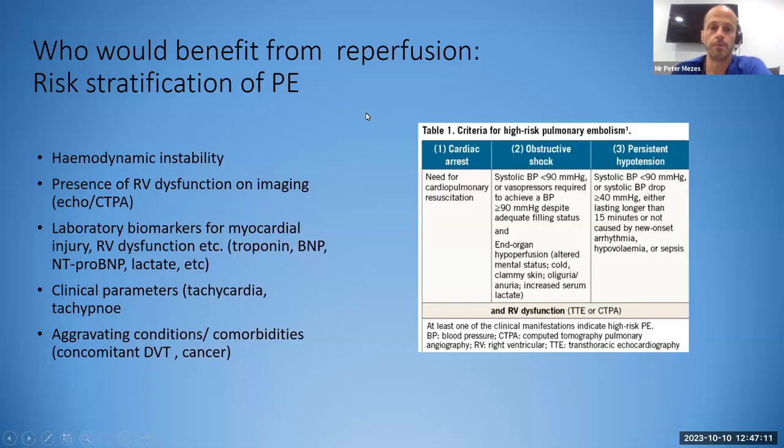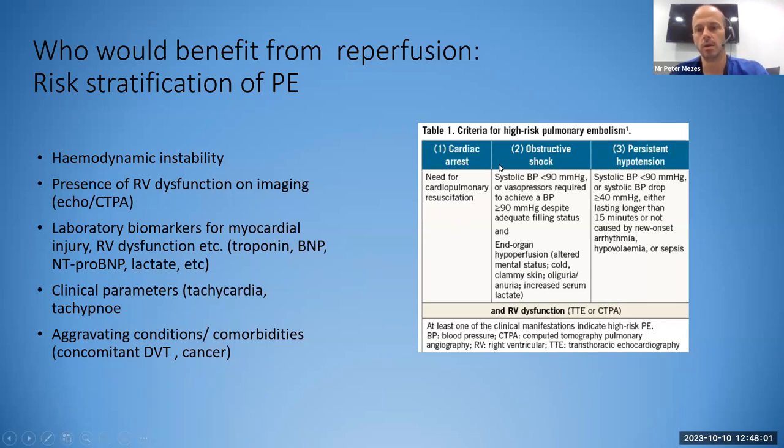So who would benefit from the reperfusion? That would be the next part of my talk. Based on the guidelines, we should use various parameters to stratify the patients into various risk categories. These should be whether the patient is hemodynamically unstable, whether the patient has any imaging evidence of right ventricular dysfunction, and we can use certain biomarkers, troponin or BNP, to search for any evidence of myocardial injury. And also we have to take into consideration all the basic clinical parameters and other conditions like concomitant DVT or underlying active cancer.